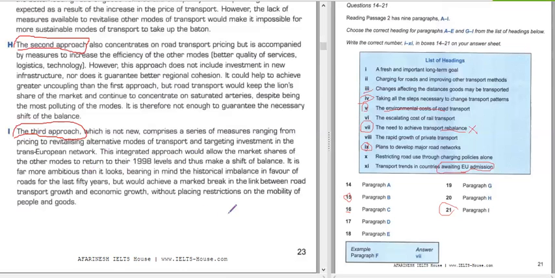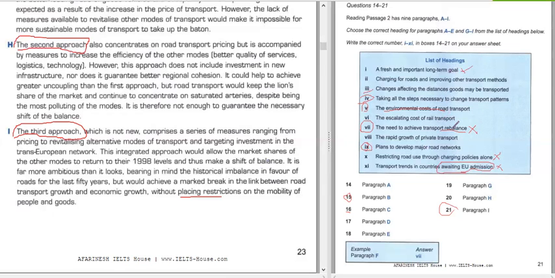Without placing restrictions on the mobility of people and goods. So there was some restriction, but it is not. So this cannot be the answer. This cannot be the answer. This cannot be the answer.